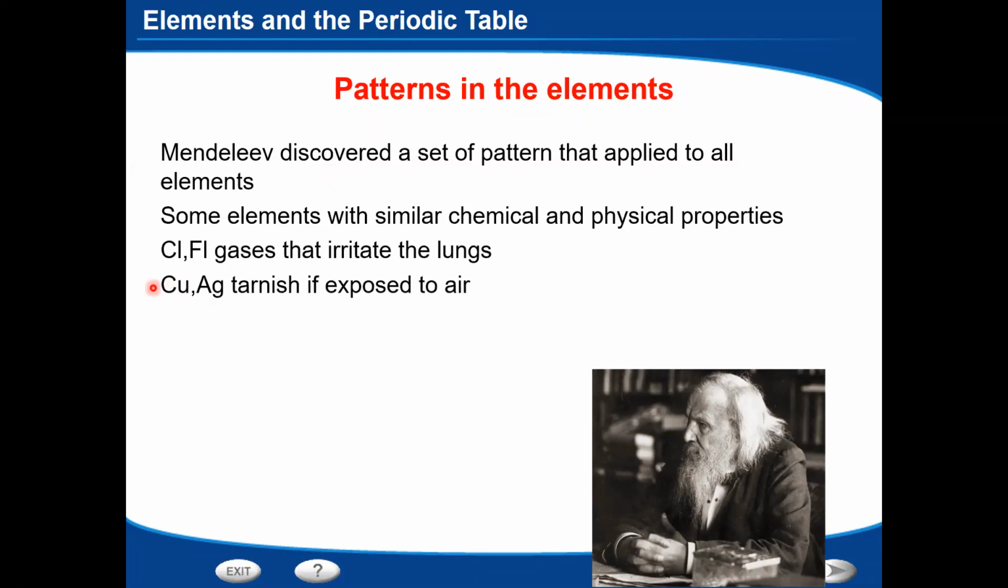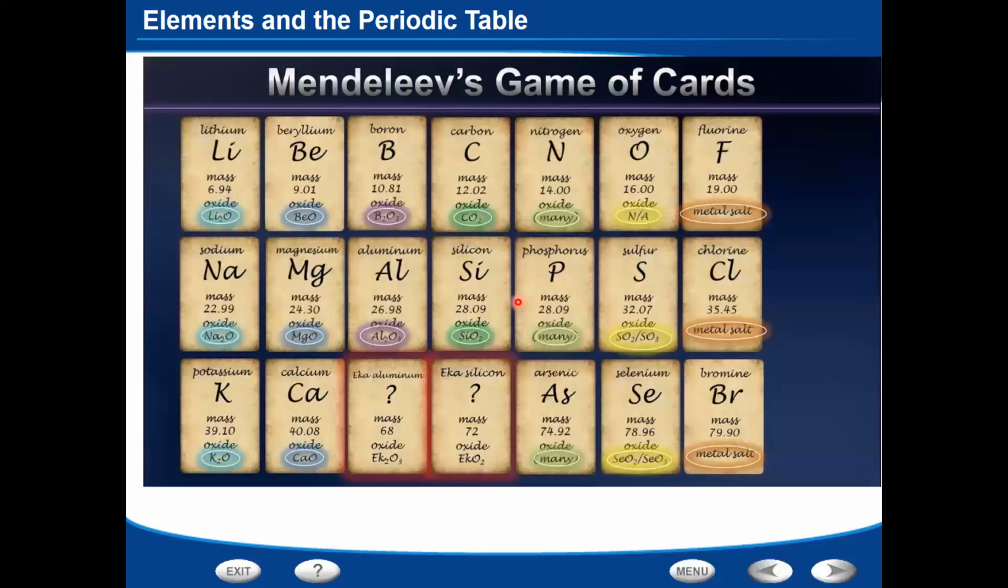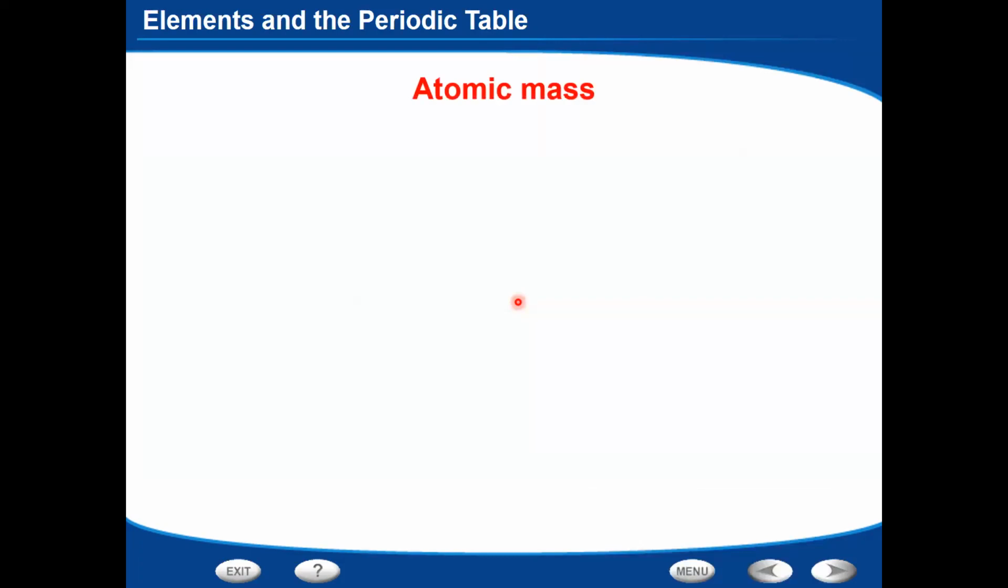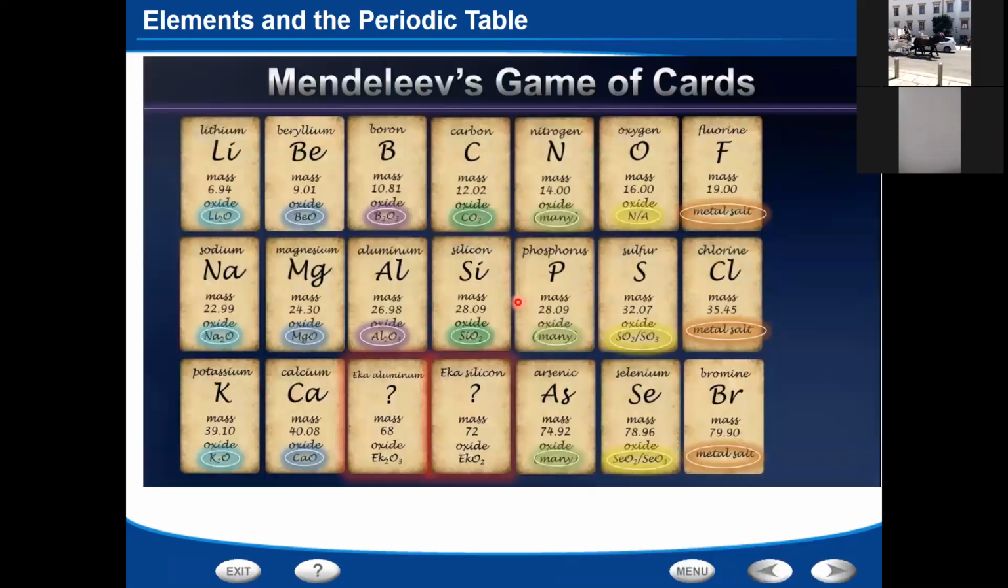Like what I said for you before, it's not important. Chlorine and fluorine are gases that irritate the lungs; copper and silver tarnish if exposed to air. So he put all of the elements with the same chemical and physical properties with each other, and then he arranged all the elements. There were about 63 elements, arranged all of them in an old periodic table.